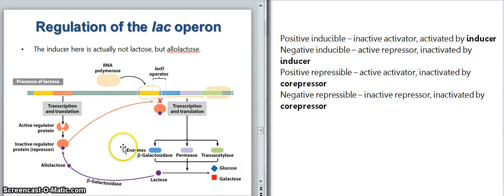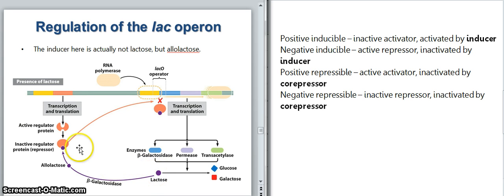So what this means is that the product of lactose metabolism, allolactose, is actually used to induce transcription of the lac operon. This is a little weird because it means that what you might think of as an end product of the pathway is actually activating the transcription, when normally it's the substrate, right?